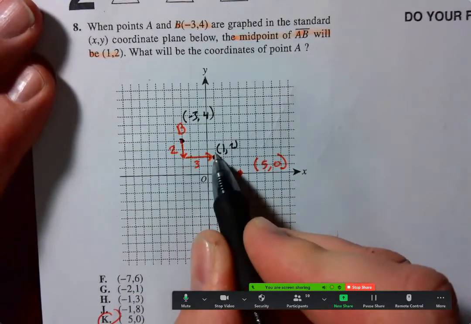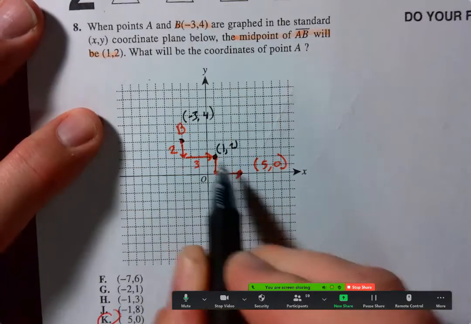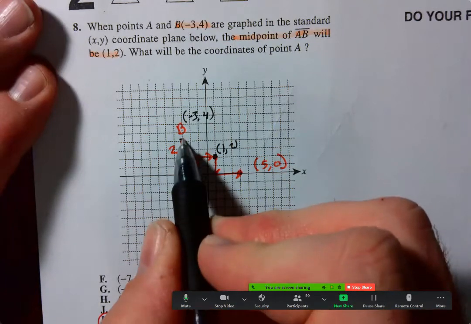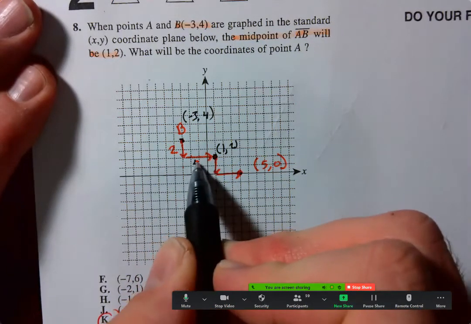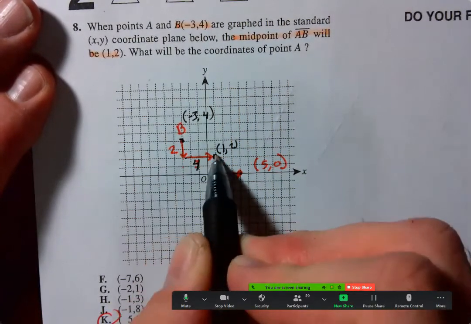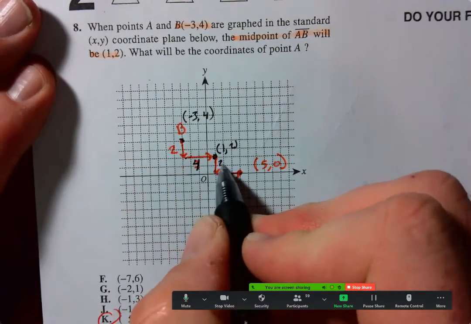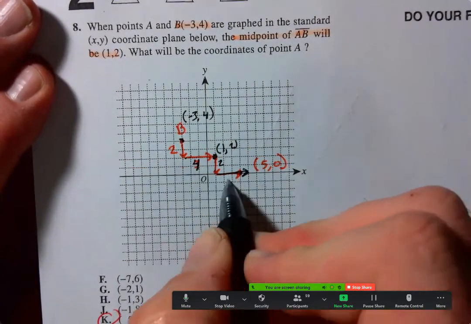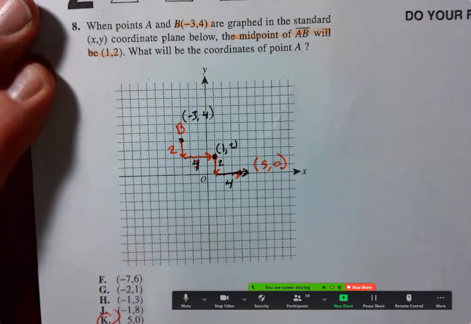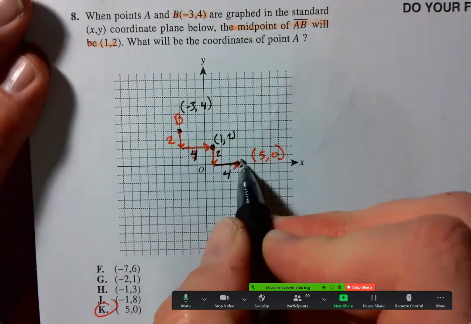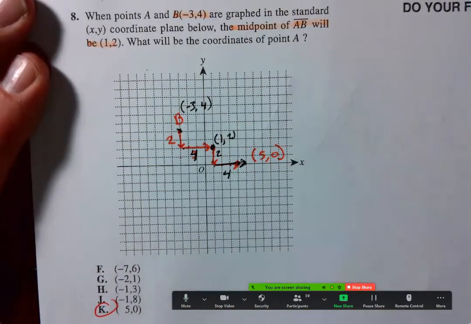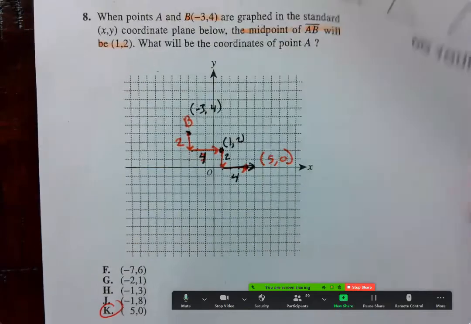So they're asking where would the other point be to make this a midpoint? Well, what I would do is it looks like we're going down 2 and over 4. So to go from B to the midpoint is down 2 and over 4. So I'll do the same thing. Down 2 and over 4, which is at the point 5, 0, which is letter K. That's the quickest way I know to get there. There are other ways which are more complicated, but I think just thinking about slope is probably the quickest way to get there.